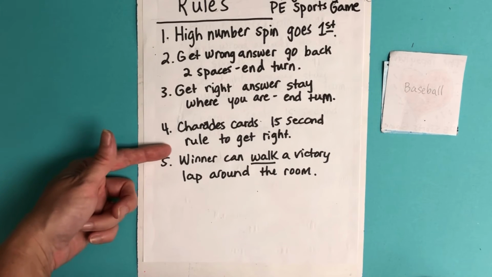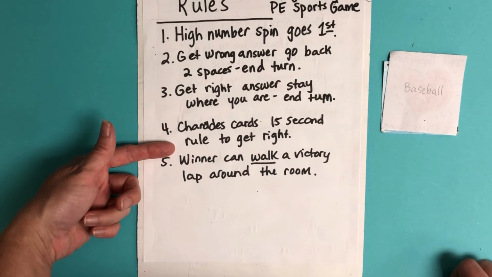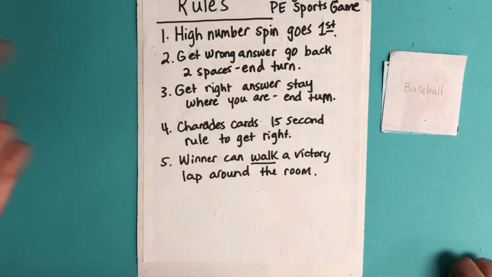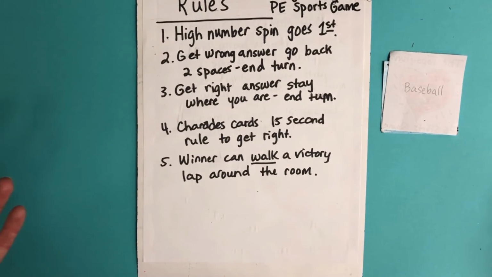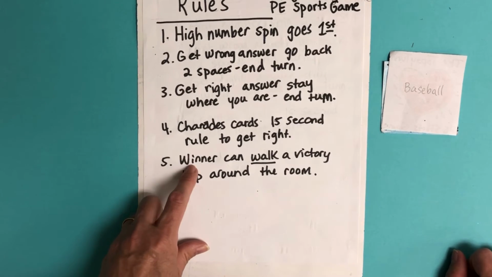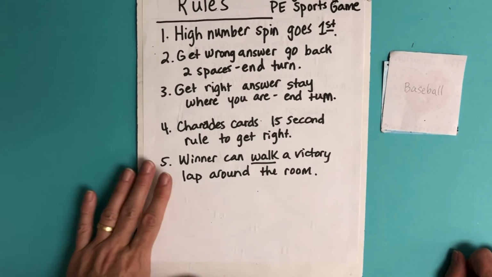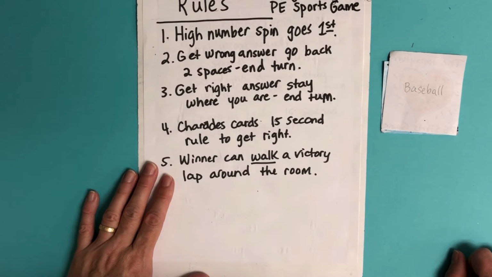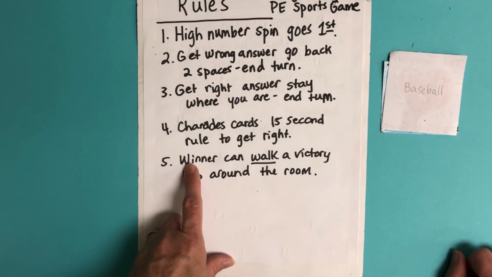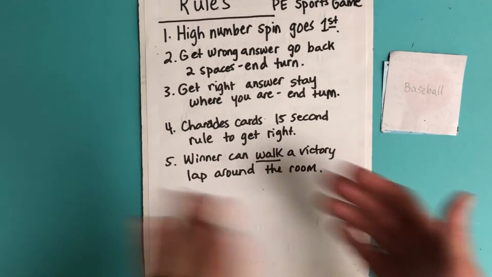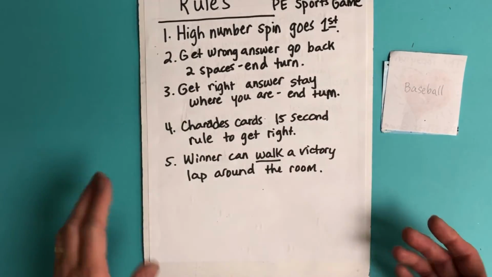Charade cards, you've got 15 seconds to have everyone else guess what sport you're doing. If they're not able to guess it, then you're going to go back 2 spaces. But if you get it right, you get to stay where you're at. And then the winner, what are you going to do special for the winner? Maybe you could have a special paper trophy to give the one who's the winner, or maybe you'll have a special victory song that you'll sing for them that you've composed. I have winner can walk a victory lap around the room. All right, and we'll give them some nice applause for that as well.